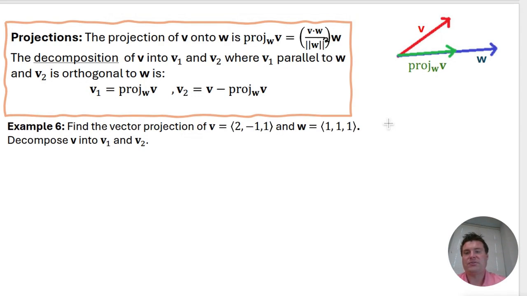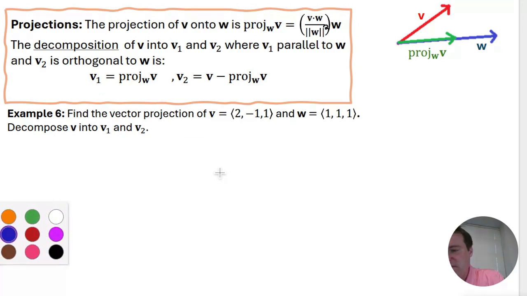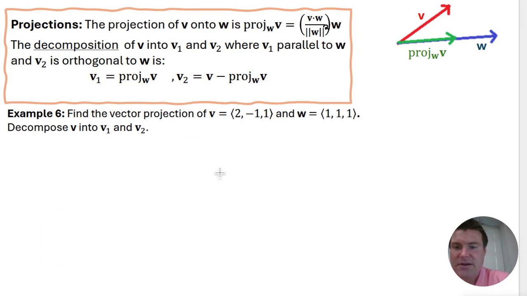So let's go ahead and find the vector projection of v onto w. The first thing I'm going to do here is v dot w, which is going to be 2 minus 1 plus 1, so it's just 2. And then, oh, I put the square in the wrong part.